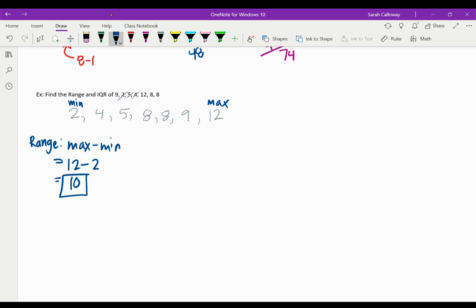For IQR, I have to find the quartiles. So for IQR, I'm doing quartile 3 minus quartile 1. Okay, so in order to find the quartiles, I have to first find the median. So if I'm looking at this data set, since there are 7 values, that means that the median is 8.